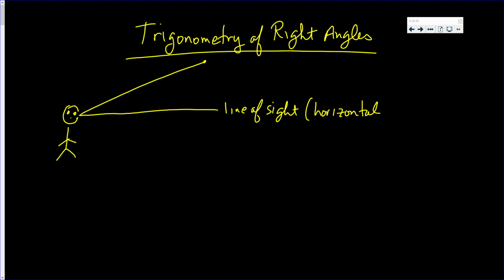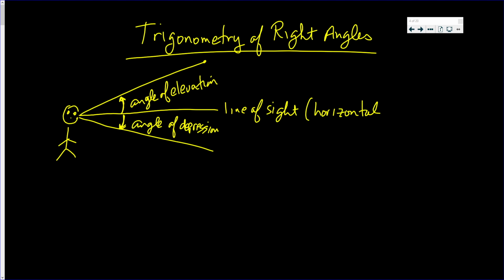If you observe something up here, that's called an angle. This angle is called angle of elevation. Why? Because from the horizontal, it went up. If you're looking down there, maybe on the ground or even below the ground, this angle here is called angle of depression. If you look up, it's elevation. If you look down, we call it the angle of depression.